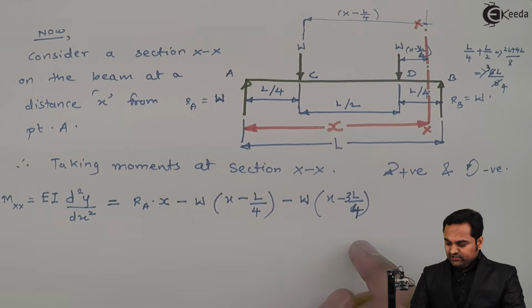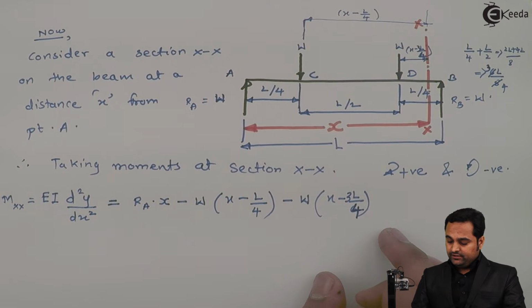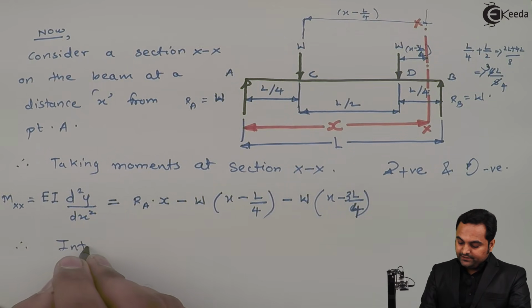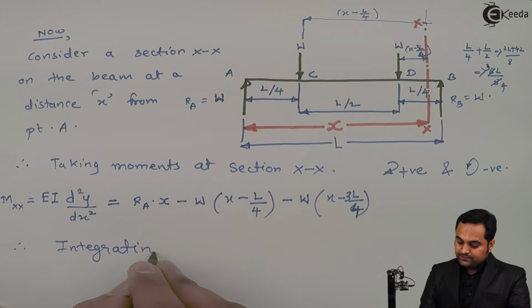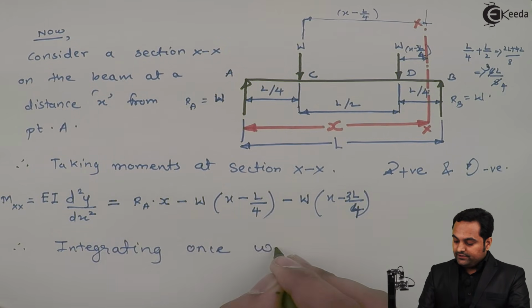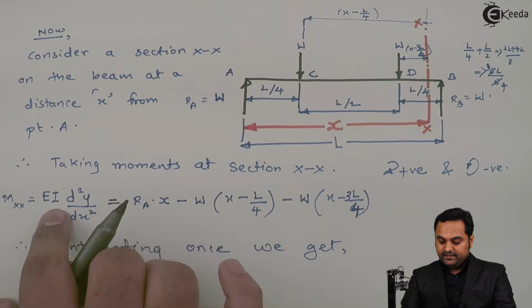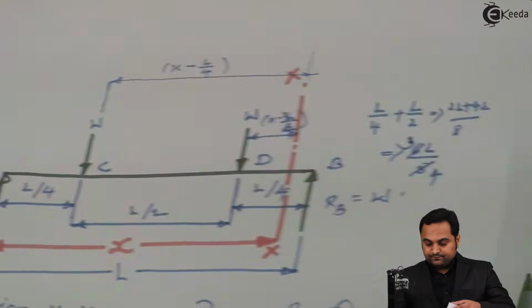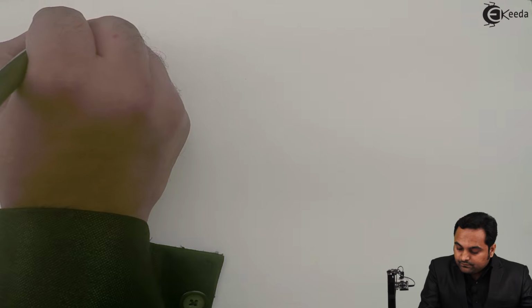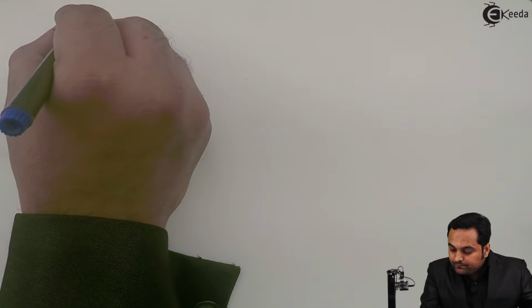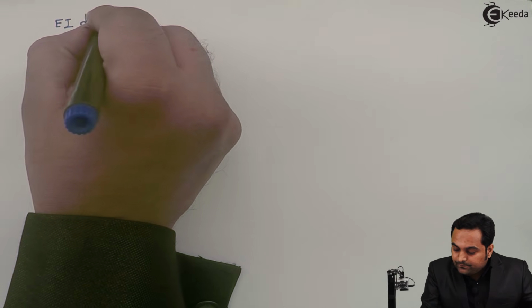Now, after reaching up till this stage, I have taken the moments. Since we are solving it by Macaulay's method, also called the double integration method, we need to equate this. So therefore, integrating once, we get, now if I am integrating this equation once, EI will remain as it is. Next, d square y by dx square will become dy by dx.